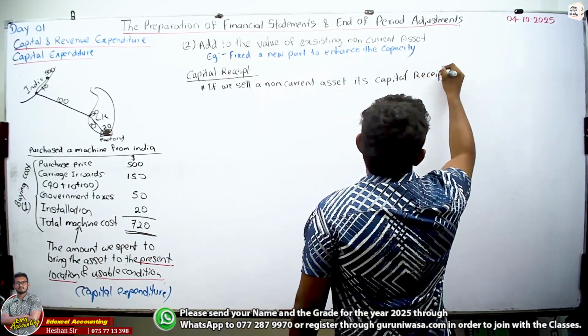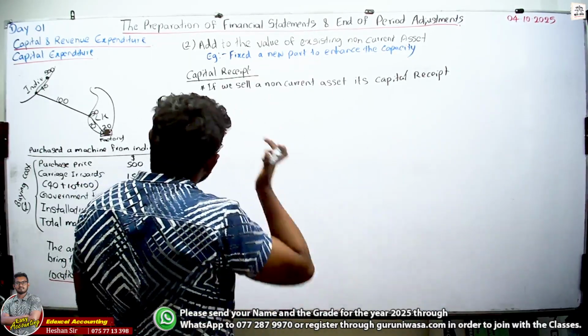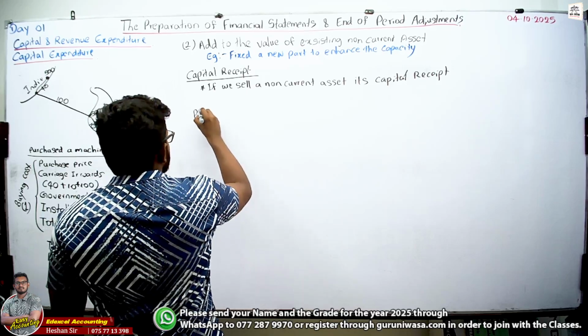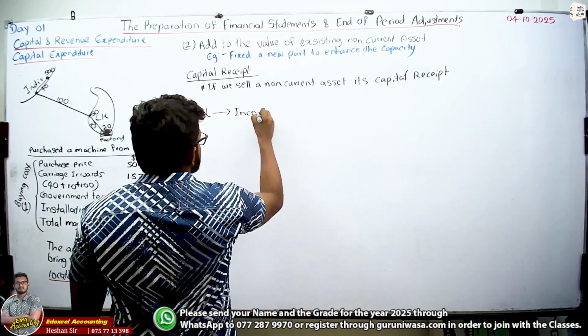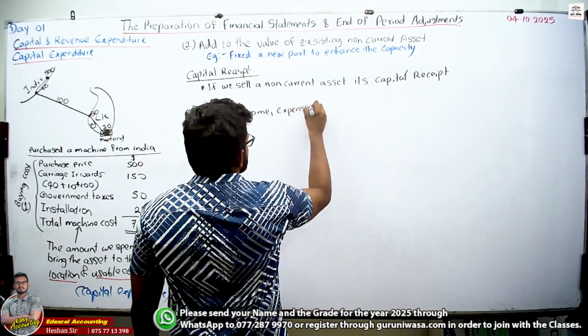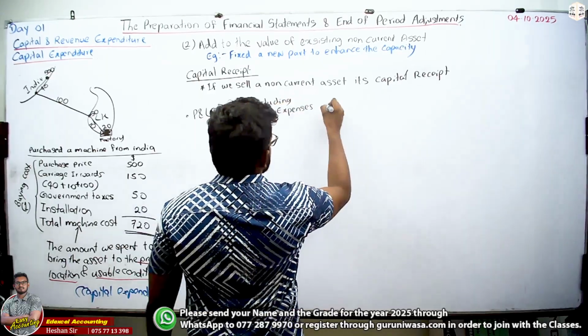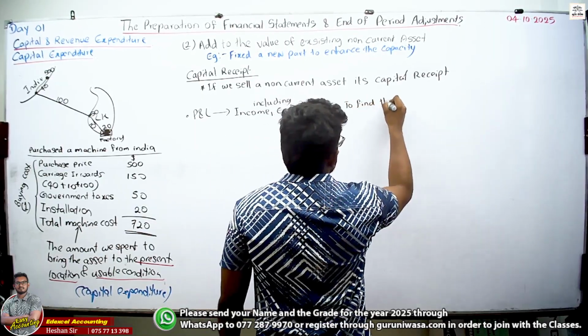Now, you know, right? It's like this. I told you, we prepare the P&L, including income and expenses, to find the profit.